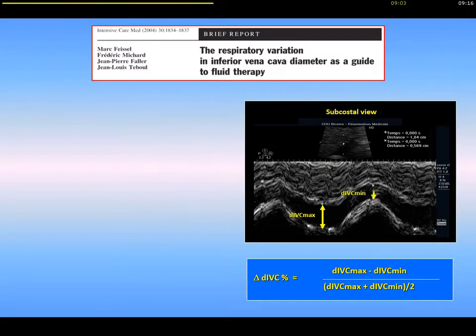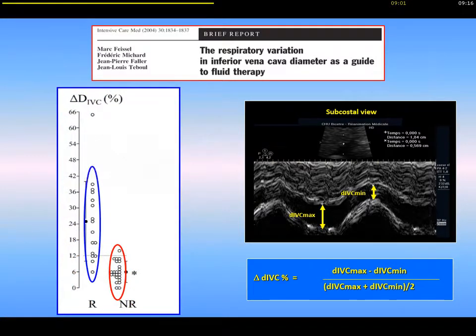It is also possible to use ultrasound, and if you use ultrasound, the easiest way is to look at the variability of the inferior vena cava diameter. And with Mark Fessel, we showed that this variability was good in patients receiving mechanical ventilation again, and we found that a variation of 12% during mechanical ventilation was a good predictor of fluid responsiveness.